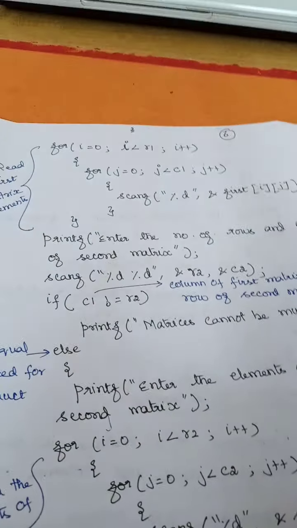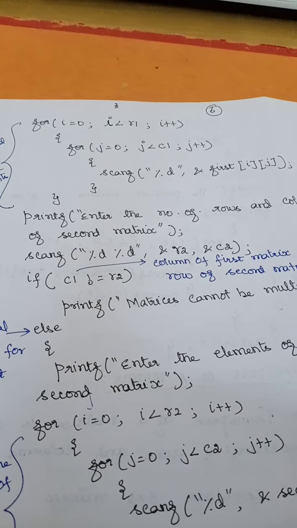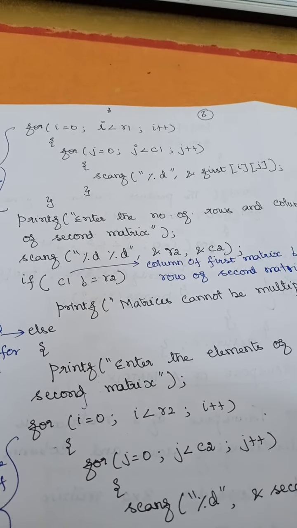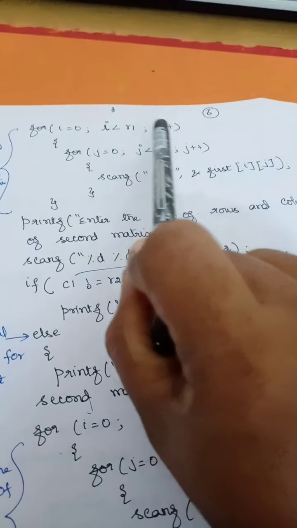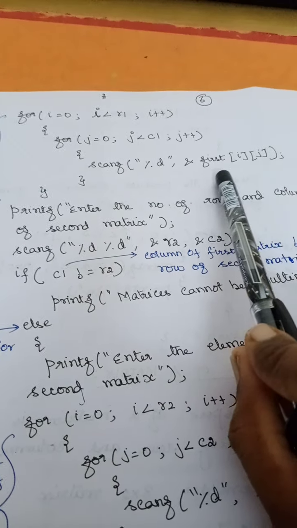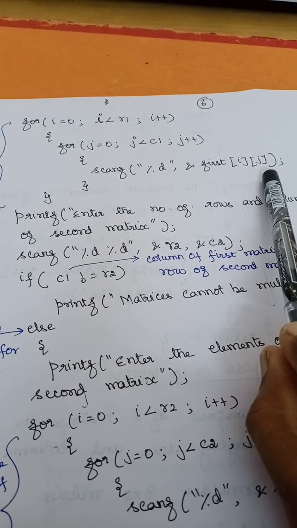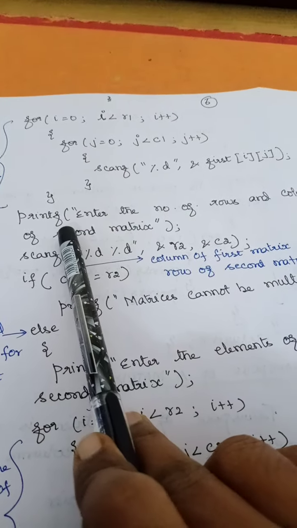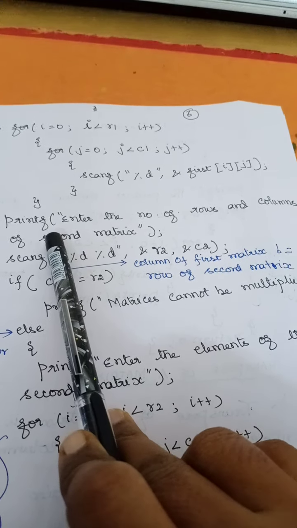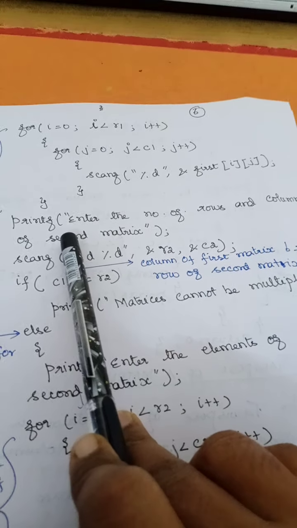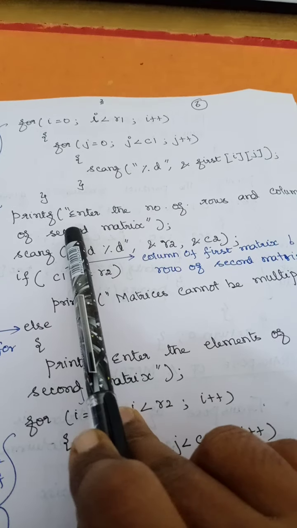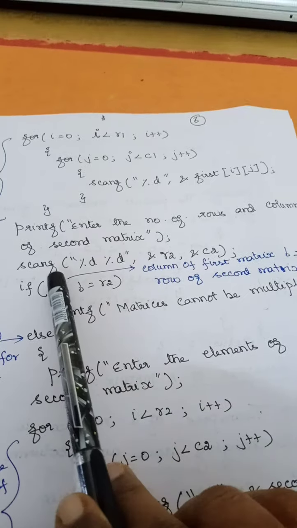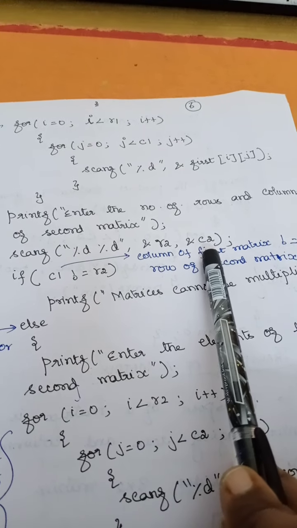Right? So I already told you, to read the elements of a 2-dimensional array, you need 2 for loops, one for row, another for column. So I have used R1, C1, and I am reading the elements of my first matrix. Right? And I will continue this. Right? Now I am reading the elements of my second matrix. Here I told you, you can have a different order for my B matrix. So I am reading the number of rows and columns of my second matrix. So I am reading R2, C2.